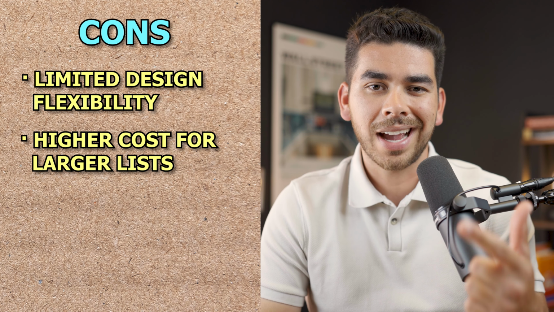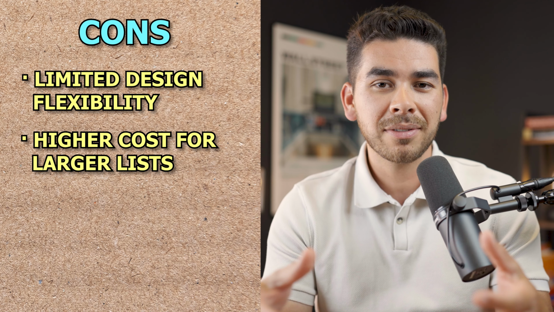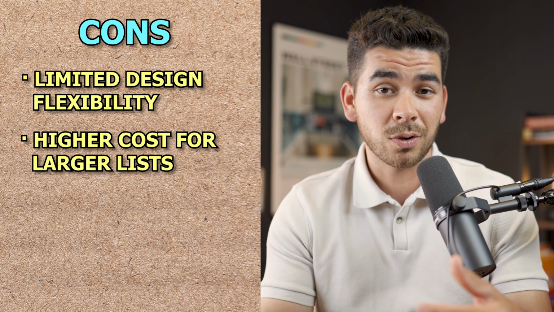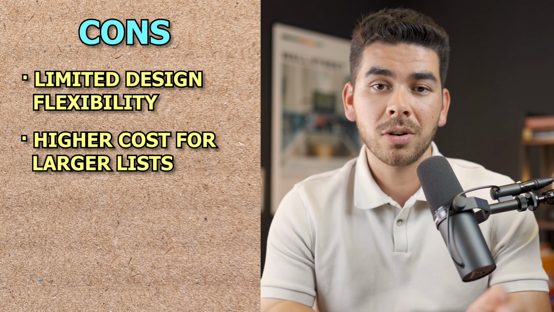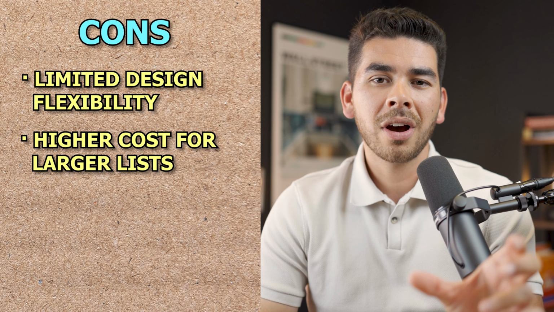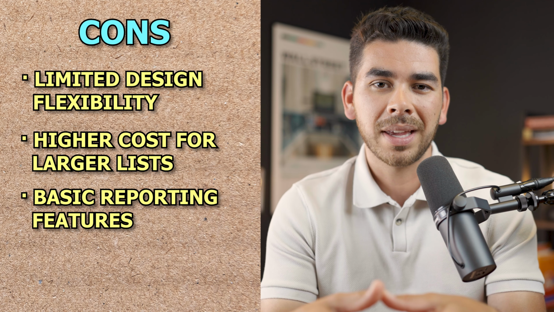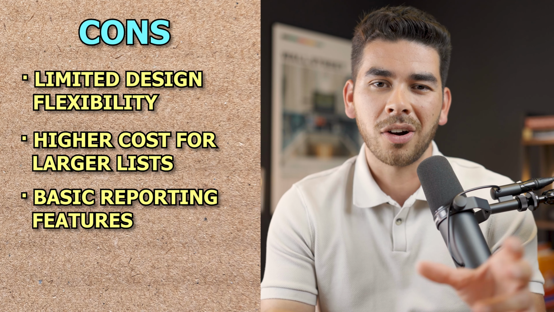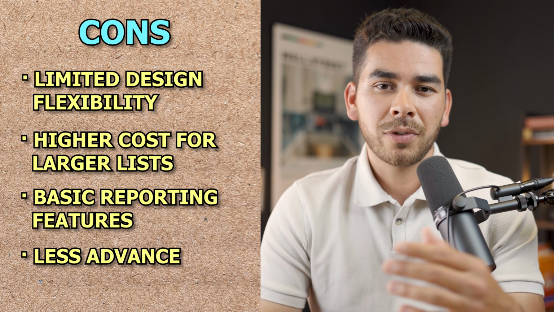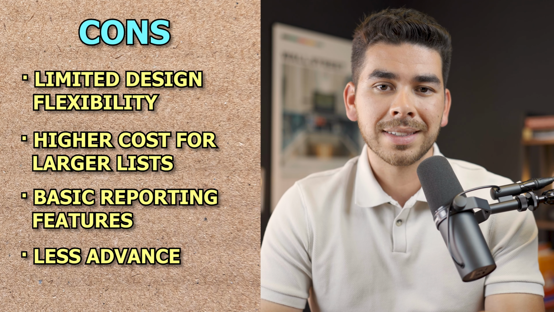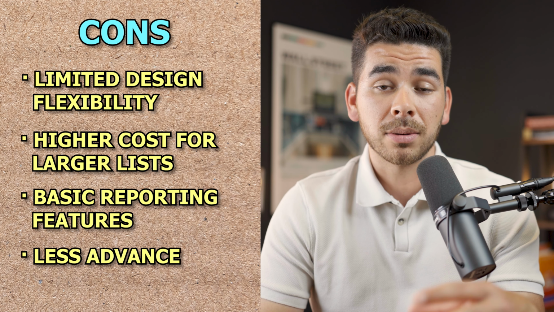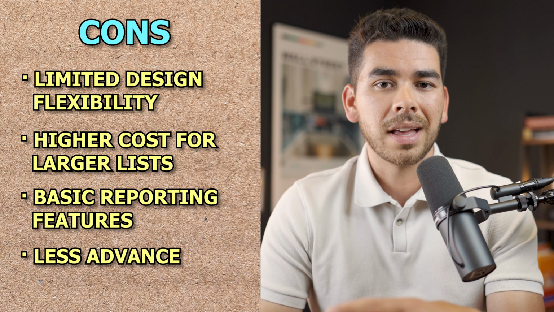The second con is higher cost for larger lists. Pricing for your list can get pretty expensive as it grows. This is also common with other platforms too, but it's just important to keep in mind. The third con is basic reporting features. Compared to some of the other options like ActiveCampaign, the reporting features on ConvertKit aren't as good. They're just a little bit less advanced, so if you want something more powerful to really see the insight on the data that the platform has to provide, then you might want to go with something like ActiveCampaign.